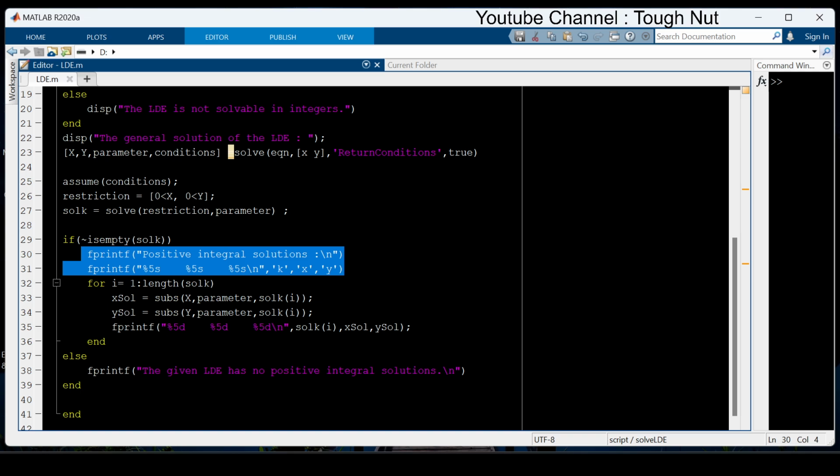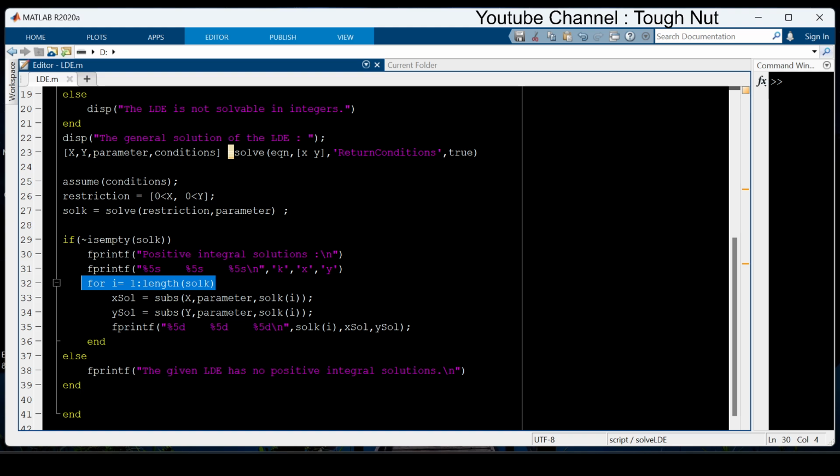The length function gives us the number of elements in sol, and the for loop iterates that many times. Each value of sol is substituted in the place of the parameter in the general solutions x and y using the subs function, and the results are printed in each iteration. Finally, we call the function at the beginning of the script and run it.